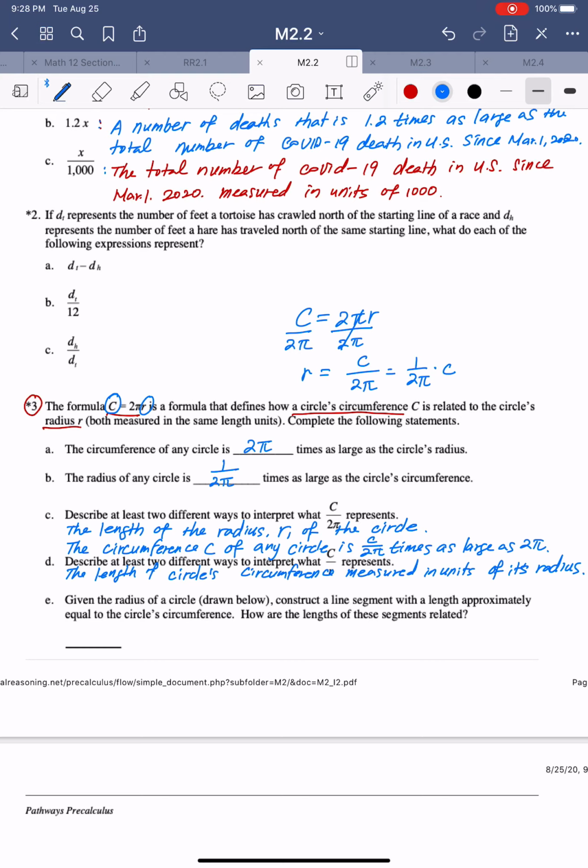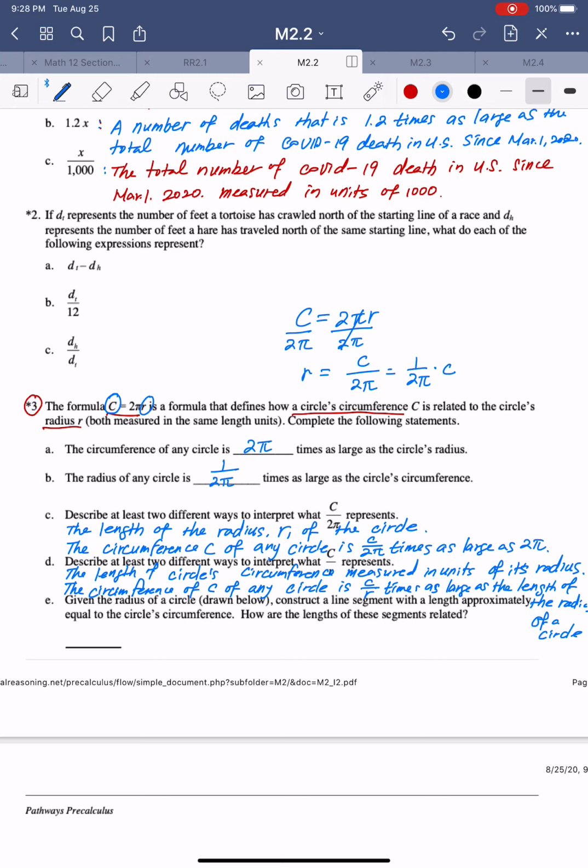Or the circumference C of any circle is C over r times as large as the length of the radius of the circle. So you can just read it as whatever that is, okay? And then let's look at the next one.